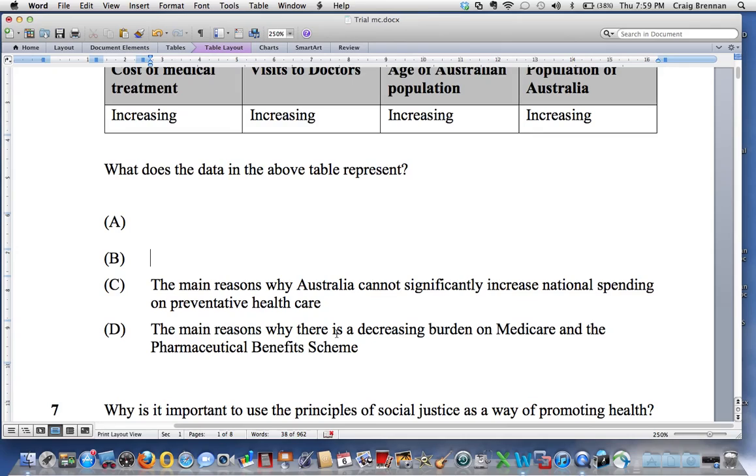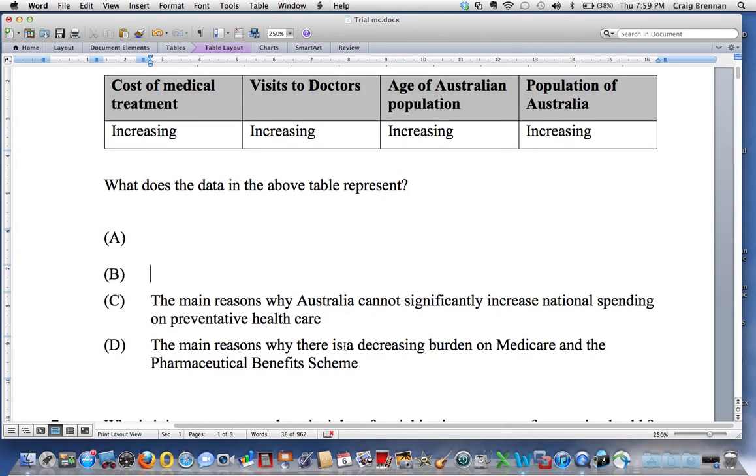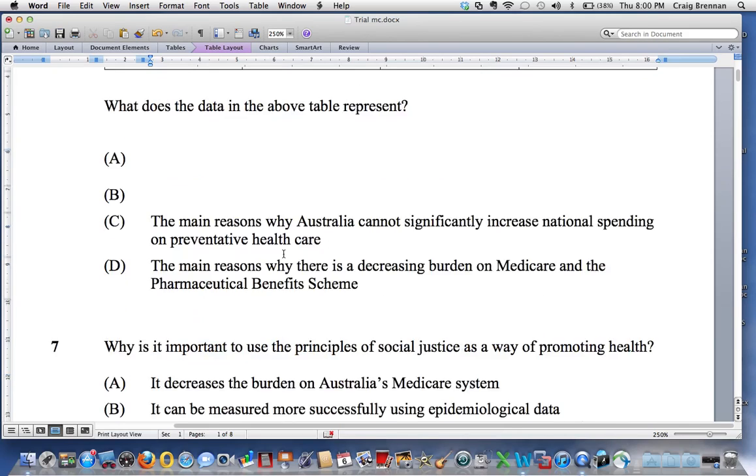The main reason why there is a decreased burden on Medicare and the pharmaceutical benefit scheme. This is the one that, for me, is the more correct answer, D. Cost of medical treatment is increasing. Visits to doctors is increasing. Also, the population of Australia is increasing. So there's more and more people putting pressure on Medicare, with private health insurance to try and reduce some of this issue. That's why the answer would be D for 6.